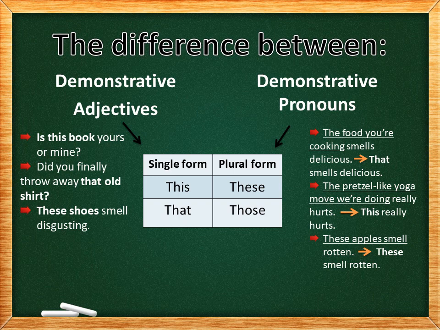As mentioned earlier, the 4 demonstrative adjectives are this, that, these, and those. That means they come before nouns in a sentence. For example, is this book yours or mine? Did you finally throw away that old shirt? These shoes smell disgusting. Demonstrative adjectives indicate exactly which noun the speaker means and where it is relative to the position of the speaker. If the noun in question is nearby, we use this or these. If the noun is out of the speaker's reach, we use that or those.